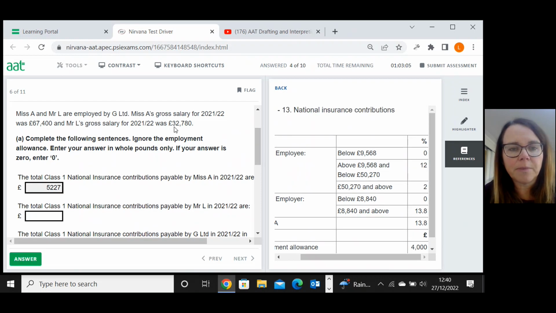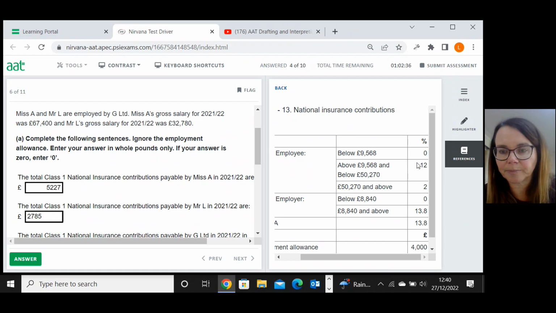For Mr. L, on a salary of 32,780, it's even more straightforward. We just work out, he obviously hasn't hit the 50,270, so we just do 32,780, subtract 9,568, which is 23,212, times that by 12%, which gives a figure of 2,785.